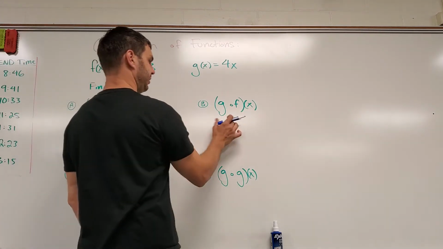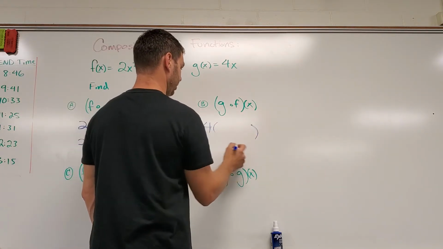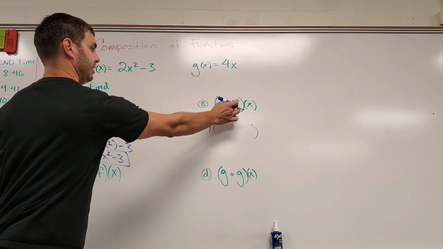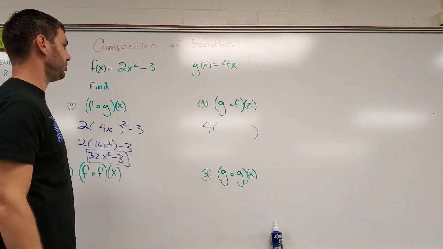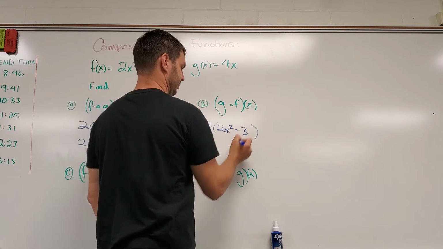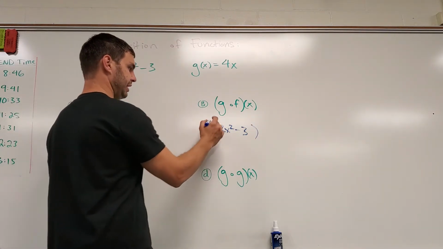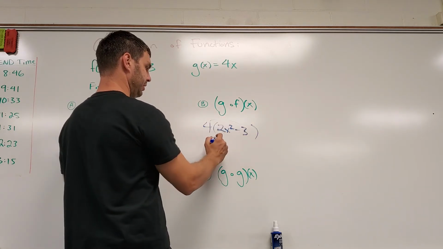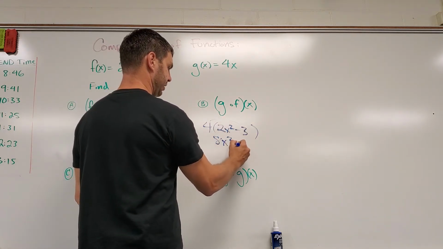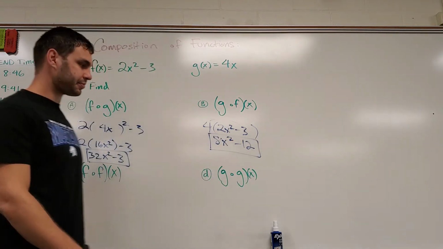g of f of x, same thing. We'll start with g, which says 4x. So where there's a space, I'm going to put in f, and f was 2x squared minus 3. Again, I want to simplify this as much as possible. So in this case, I just end up distributing the 4 in, which is 8x squared minus 12. And that's as simplified as that one can get.